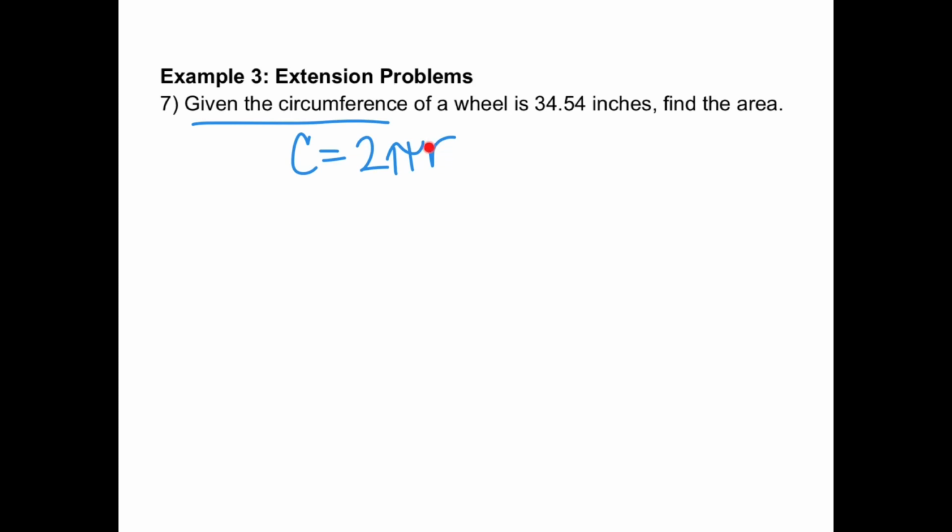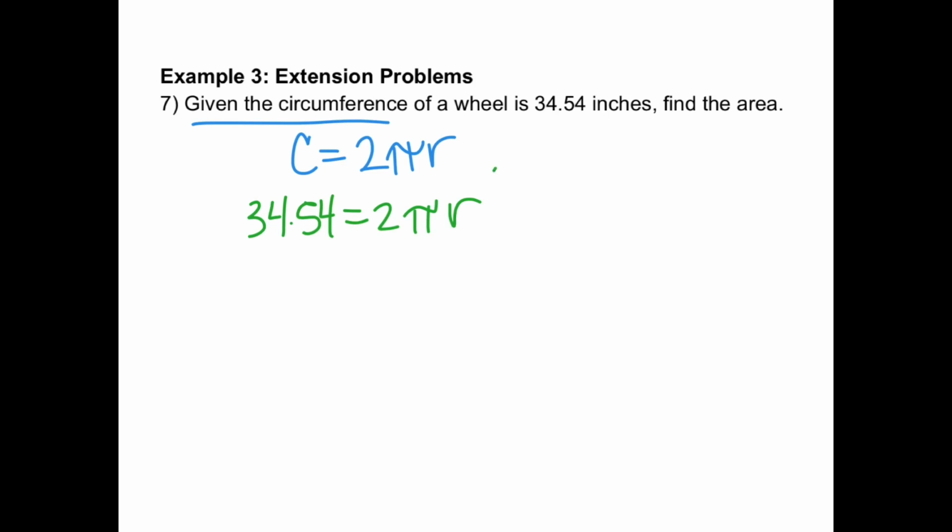Generally, especially if I have to find area, I need the radius anyway, so I'm just going to go ahead and use this formula. But this is the circumference, 34.54, so that's what's going to be plugged in for C. So 34.54 is going to equal 2 pi r.